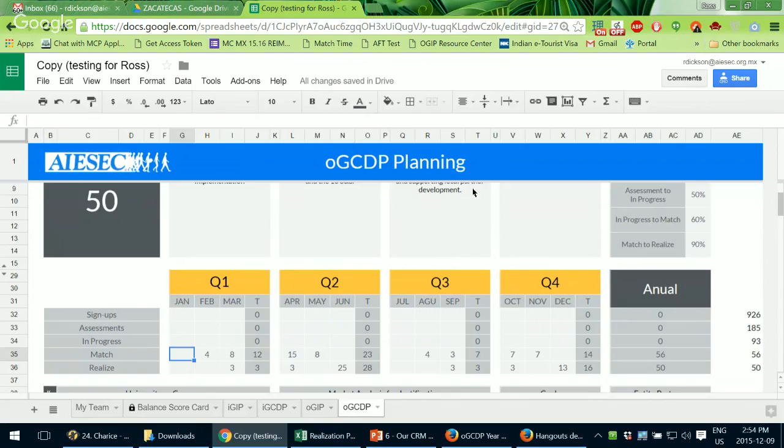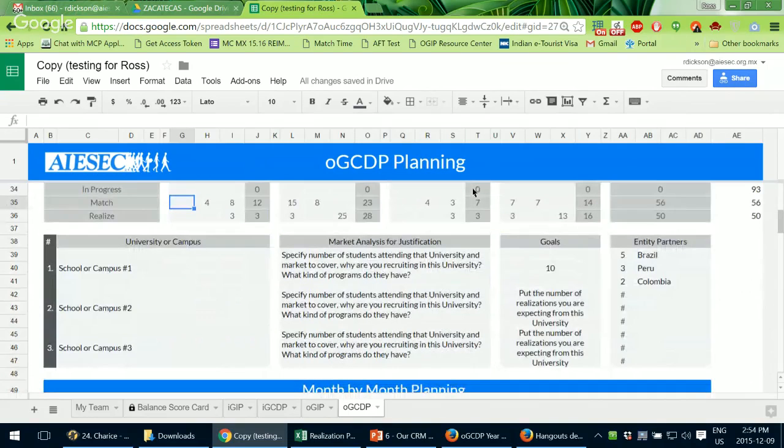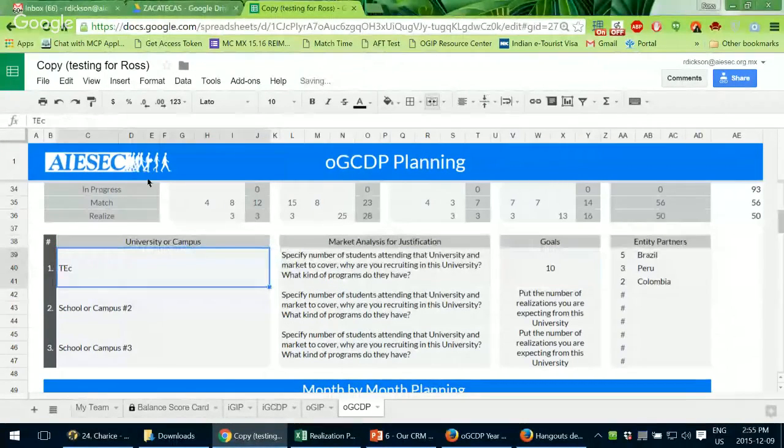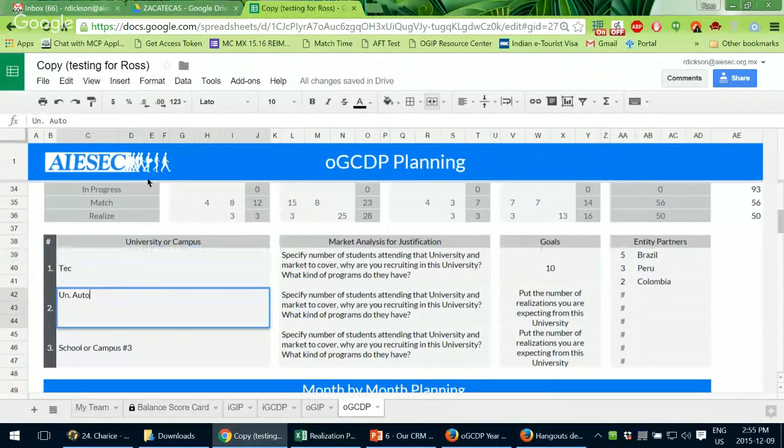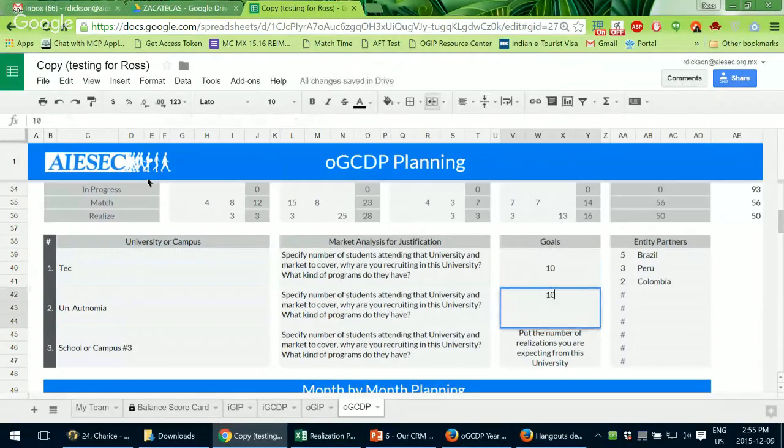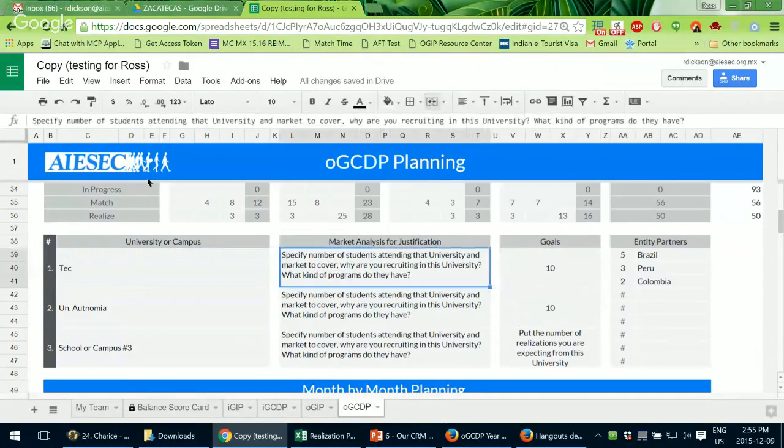Now, next in the year plan is here. So campus. So this is for you guys to put your realization goal per campus. So if I'm doing my tech, and then I got my Universidad Autónoma, and then you put your goals here. And as you can see, you put your entity partners and your market analysis for justification.